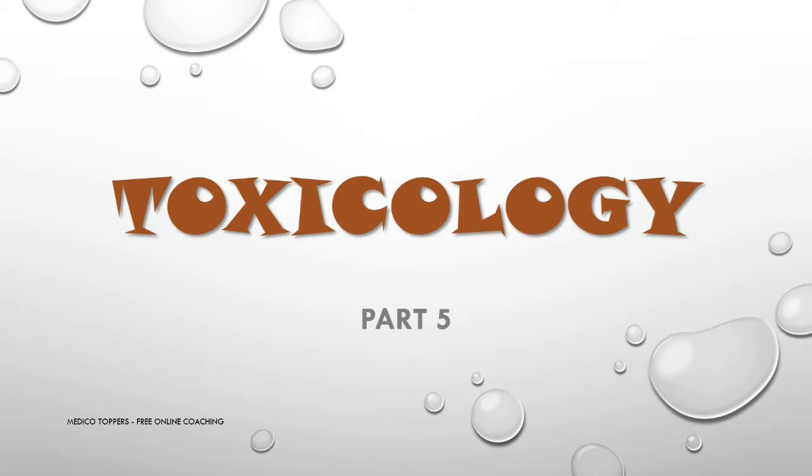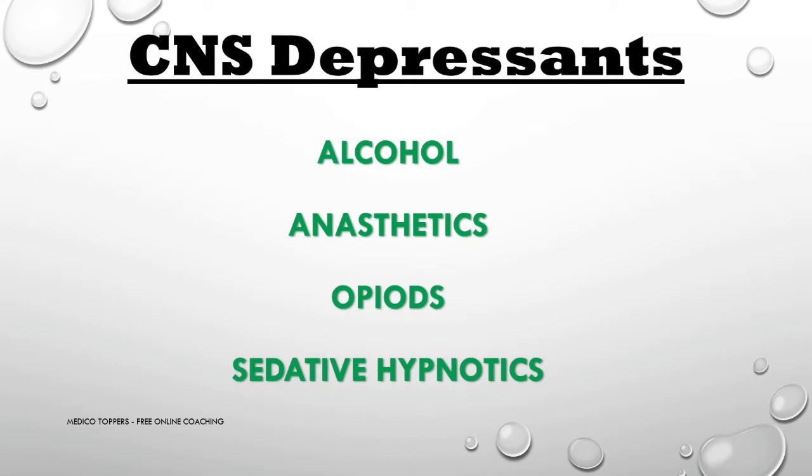In this session we are going to talk about CNS depressants, and these four are the main classifications that come under CNS depressants: first alcohol, anesthetics, opiates and sedative hypnotics. There are some more subclassifications also, but we are not going to see them in detail.